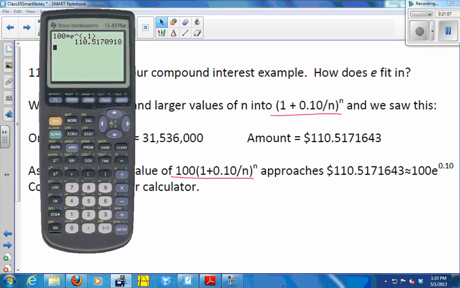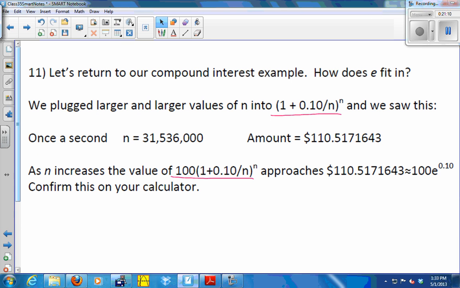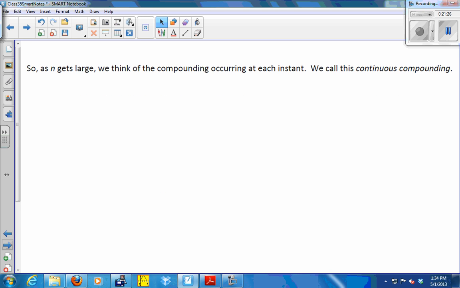So a really rigorous proof of why this thing approaches 100 e to the 0.1 is just slightly beyond the level of this course. Maybe you'll talk about it in 108. But we have some empirical evidence that that's what it's approaching. So as n gets large, we think of the compounding as occurring at every single moment or instant in time. You're compounding an infinite number of times each year. And we call this continuous compounding.